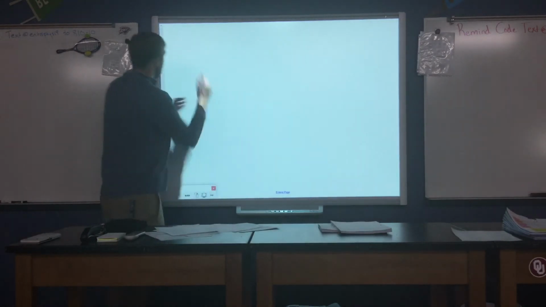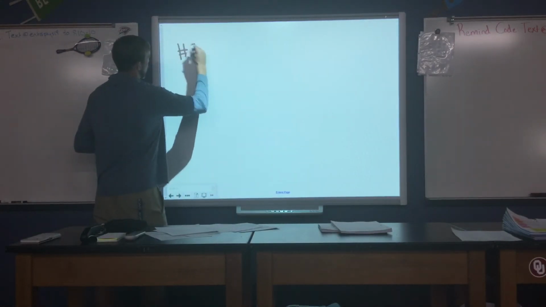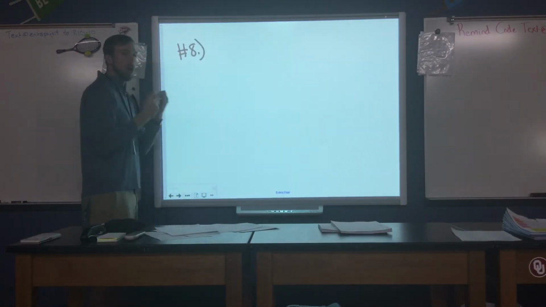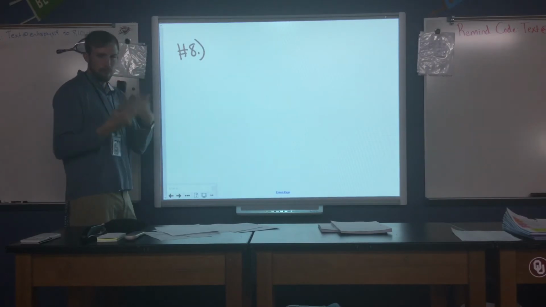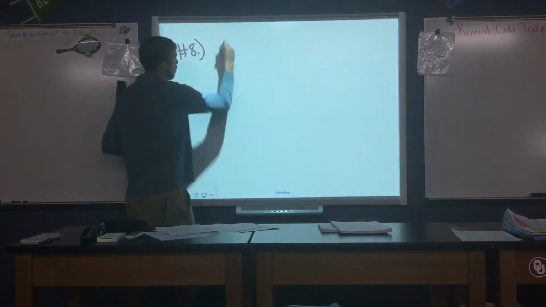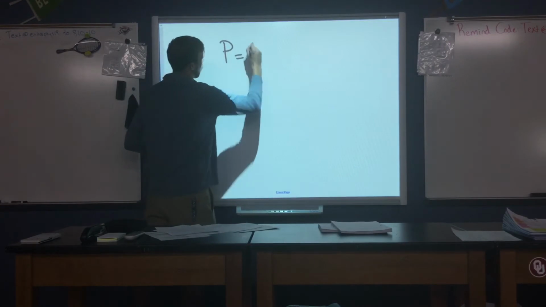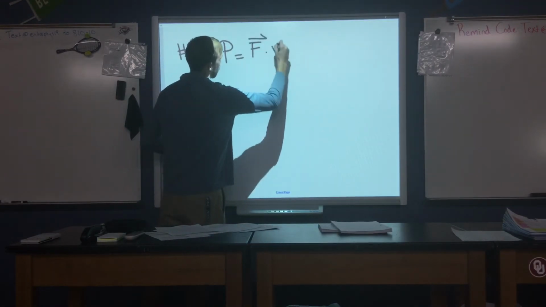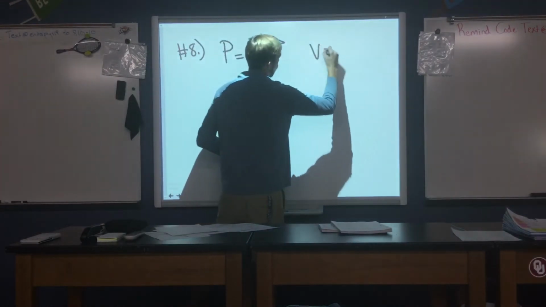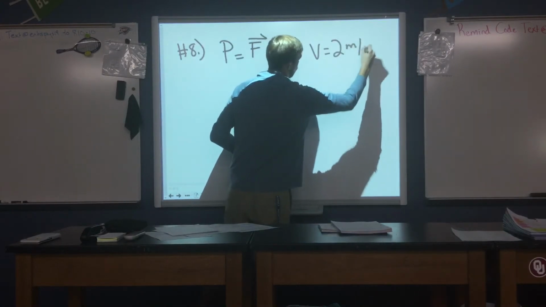So in question number 8, we have a velocity and maybe some information about forces. So we might be able to use our power equation again. Force multiplied by velocity. We already know our velocity is 2 meters per second.